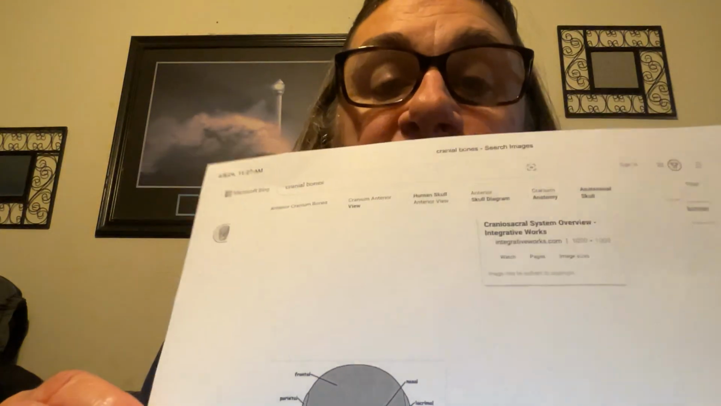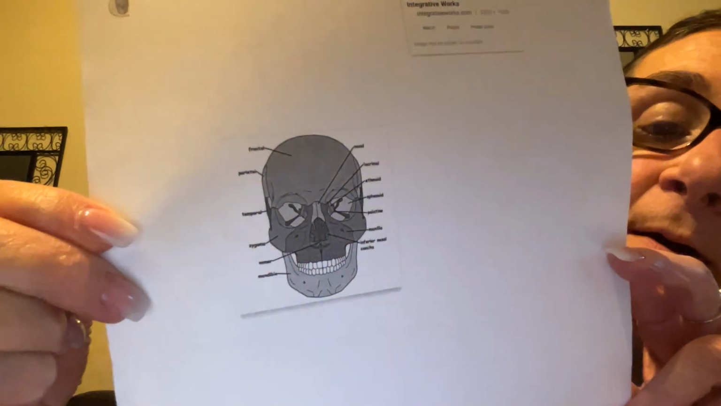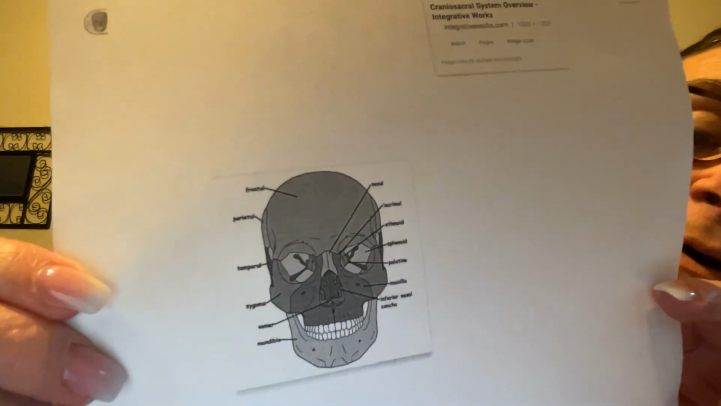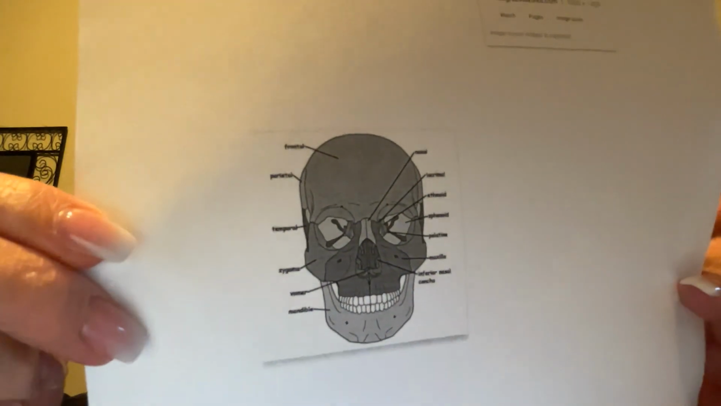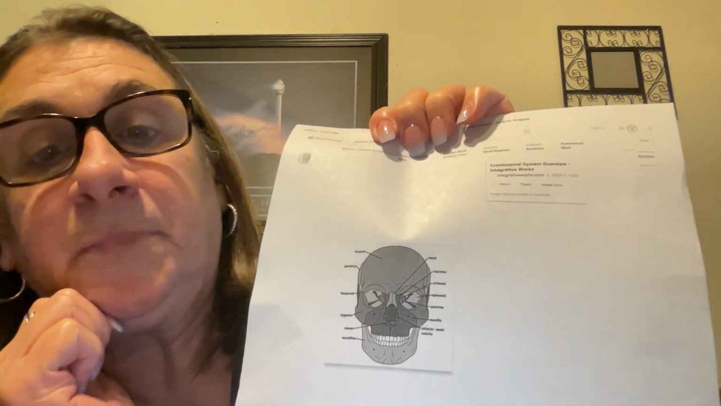Let me just find this last piece of paper. Here we go. This is the frontal view right here that has all of the bones. I hope you can see it clearly. I just had to make a copy. But as you can see, you have all the cranial bones listed there.